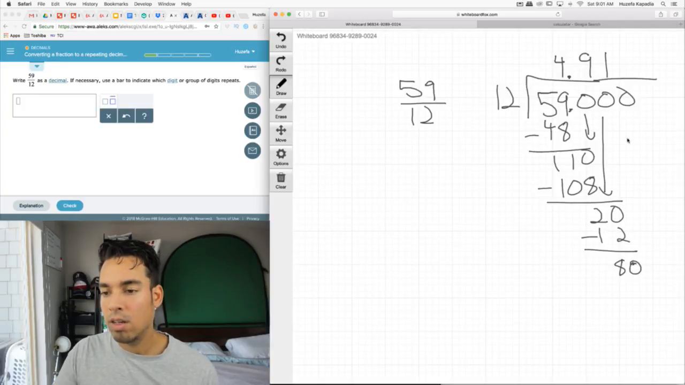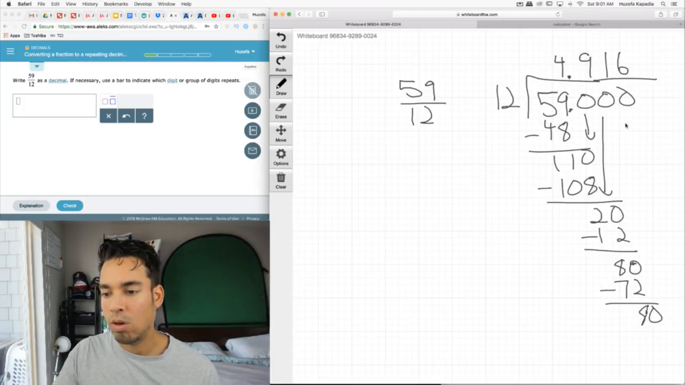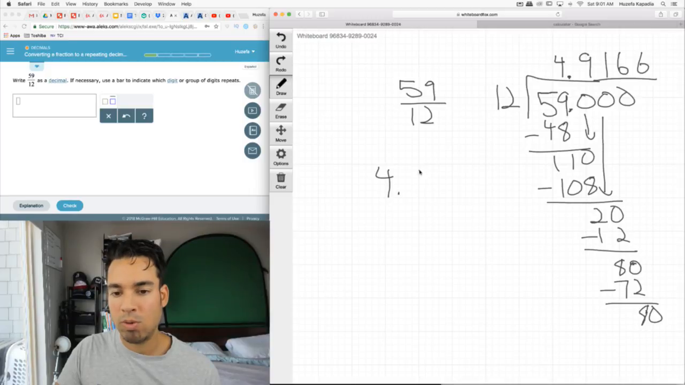That's 80. 12 goes into 80 6 times. That's 72. Subtract. And now we found a repeating pattern. 8 again. Bring down another 0. 12 goes into 80 again 6 times. So boom. So now it's going to be 6, 6, 6, 6, 6. So we can say our answer is 4.916. So that's what we're looking for.